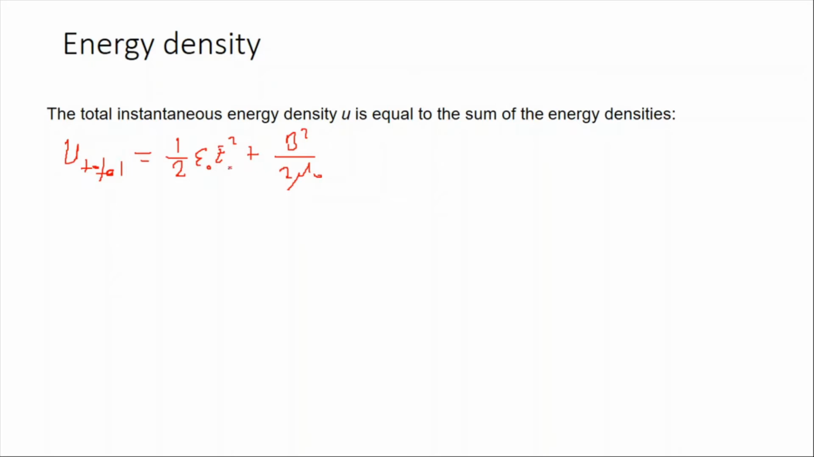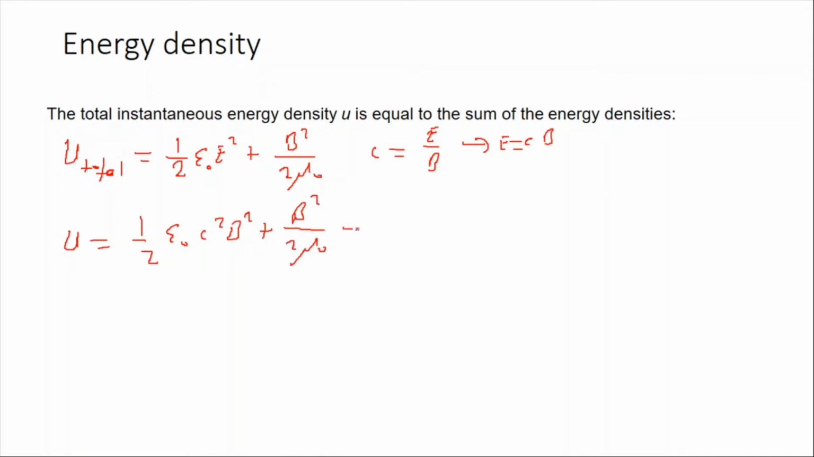Now in this formula, we know that C is equal to E over B, okay? So instead of E here, we can write that E is equal to CB. When we write E is equal to CB, U total will be equal to 1 over 2 epsilon 0 C squared B squared plus B squared divided by 2 mu 0. Okay, now simplifying this equation will give us B squared divided by mu 0.